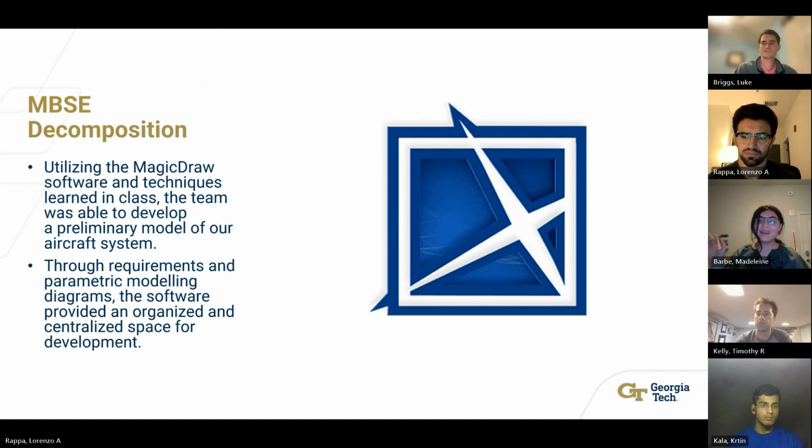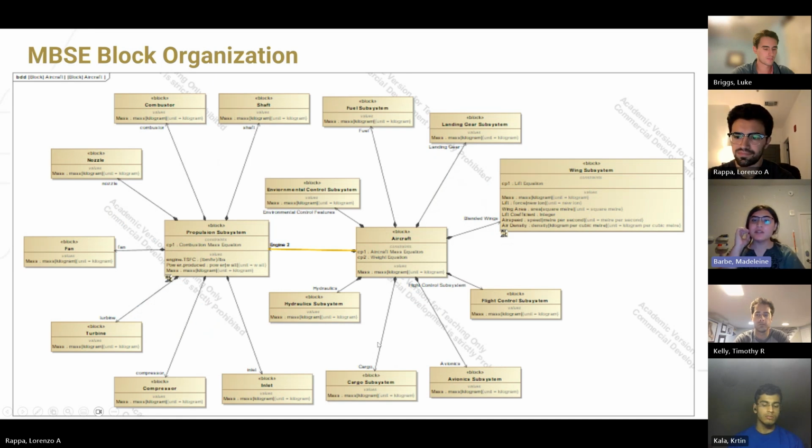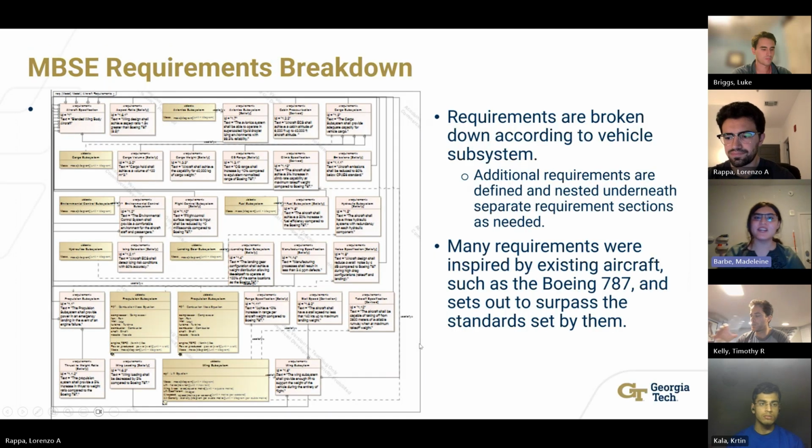Okay, over to Madeline. Hello, I'm Maddie, and I will be covering the MBSE portion of our presentation. Next slide, please. Utilizing MagicDraw, we were able to build a systems engineering model of our aircraft. And this here is an organization of the different systems and subsystems of our vehicle. Next slide. This here is a breakdown of the different requirements. It is a little hard to see, but for each system and subsystem, we were able to attach different requirements or modifications we thought would be necessary for this aircraft to achieve.